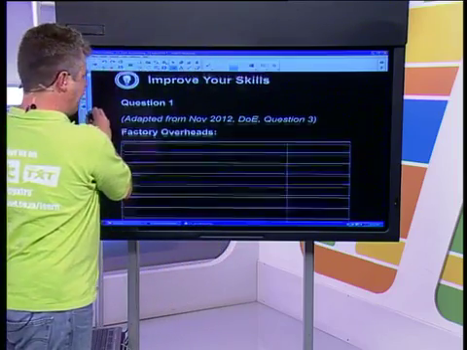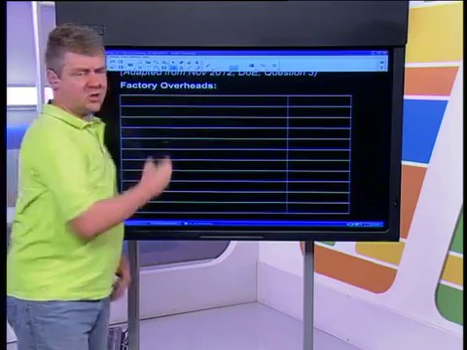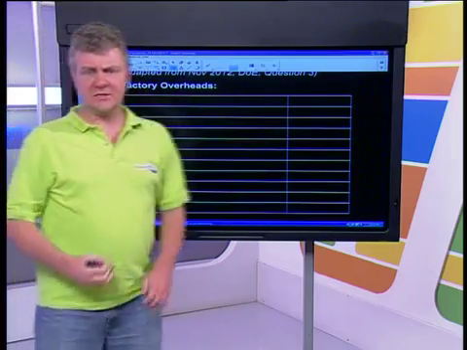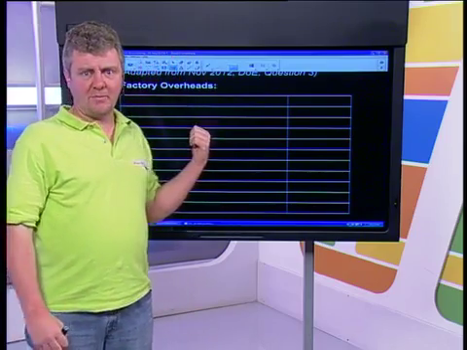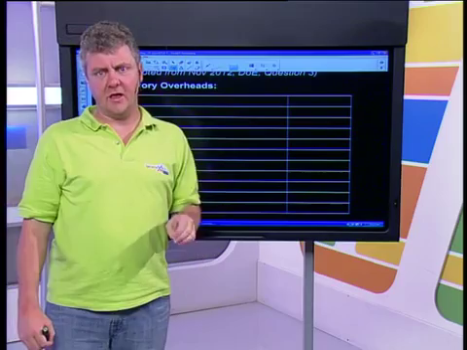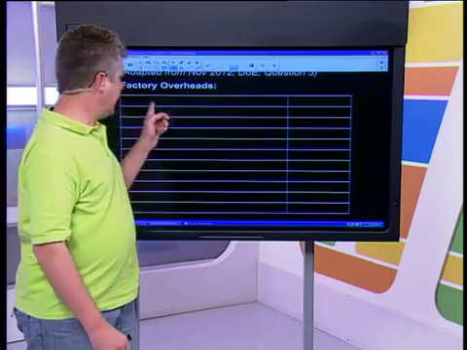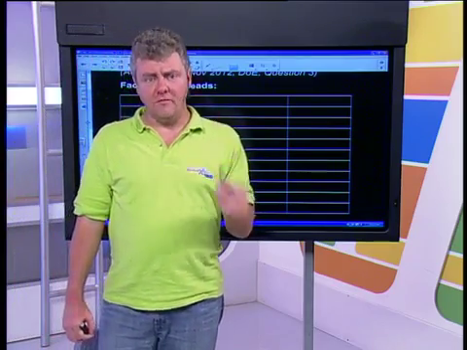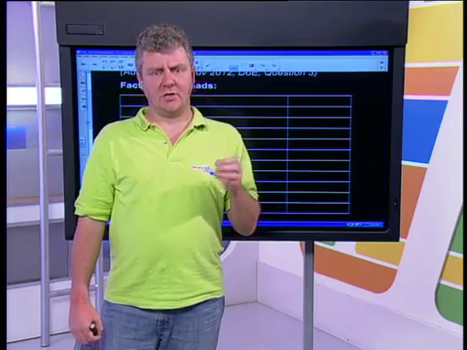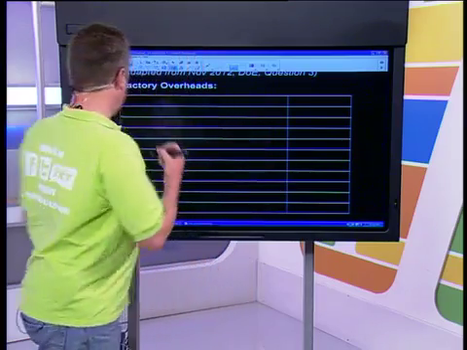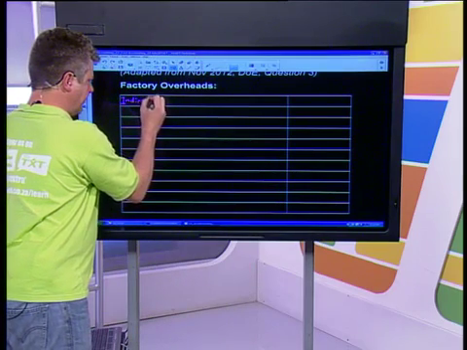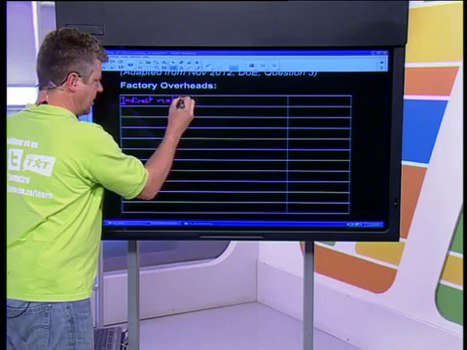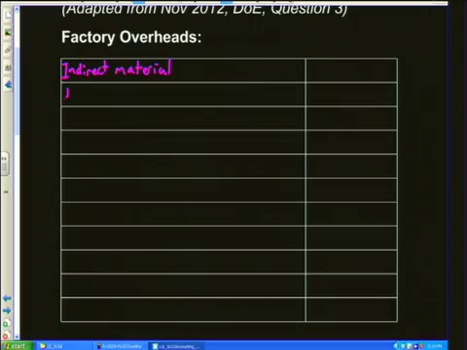If we look at our answer sheet here, here's the section on factory overheads, and you can see it is completely blank. That sometimes causes people panic because they think, oh my goodness, I've got to fill everything in. Don't panic when you see that. The examiner is testing that you know the format of your factory overheads note and that you'll be able to indicate what has to go in there. And you should know that we usually start with indirect material, which I'm just going to write in as a starter, and also we start with indirect labor.